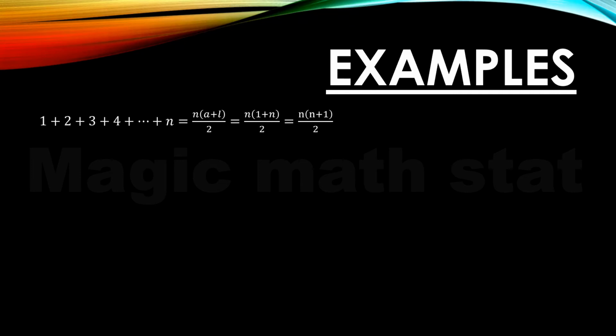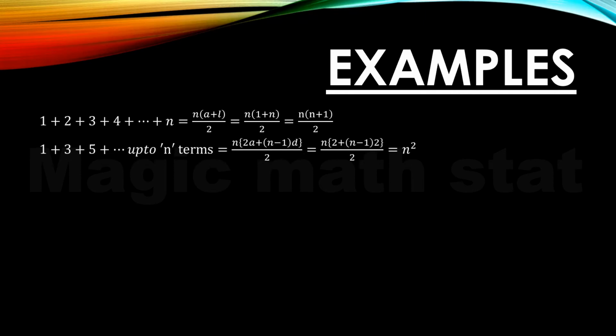We know this is an AP. The first term is 1 and the last term is also known, which is n. So here we will use the formula n times (a plus l) divided by 2, since we know the first and last term both. So if you put the values, you will get n times (n plus 1) by 2.